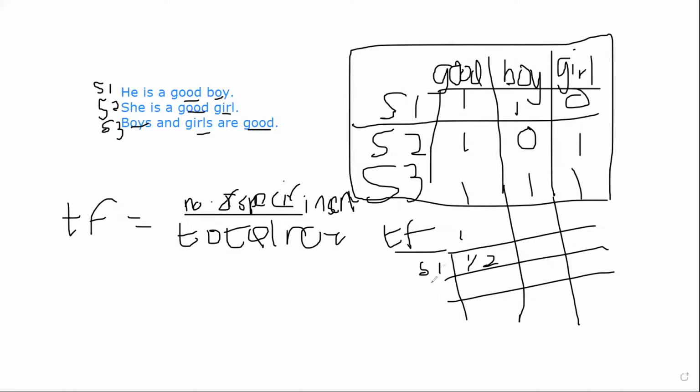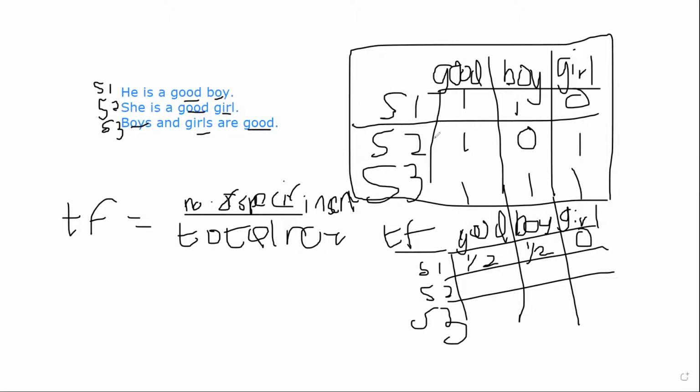I'll just write here sentence 1, sentence 2, and sentence 3 so you can get better reference. The word here is good, the word here is boy, and the word here is girl. Good occurs once out of the two words that we are taking from the first sentence, and boy also occurs once out of the two words. Girl would be 0 because the word girl is not there in the first sentence.